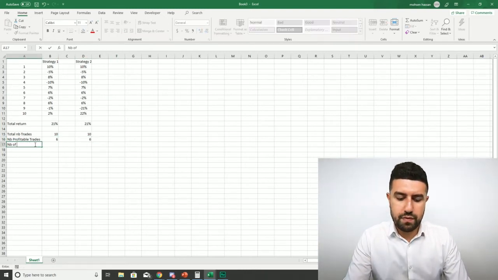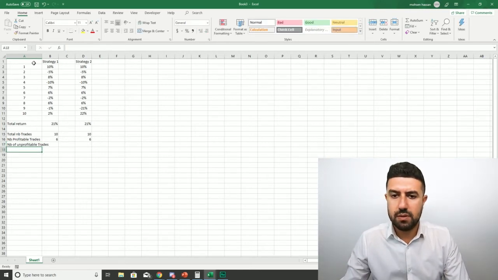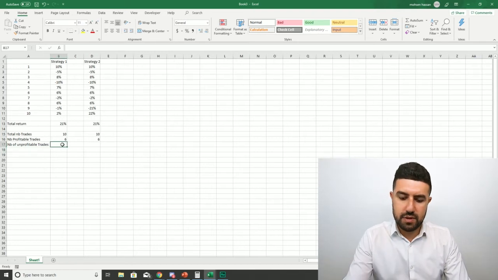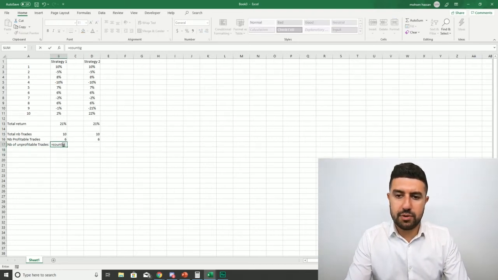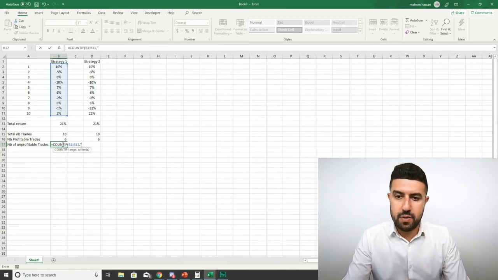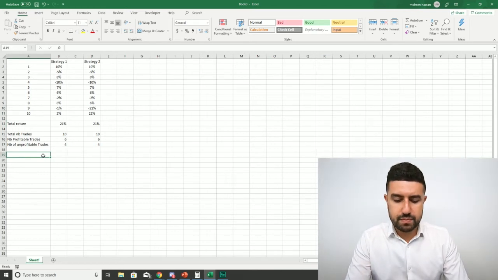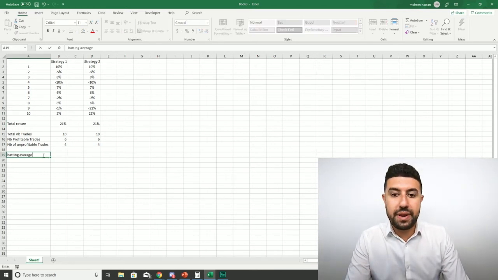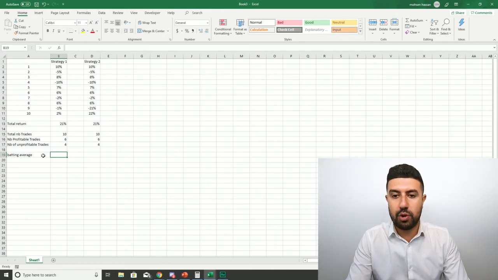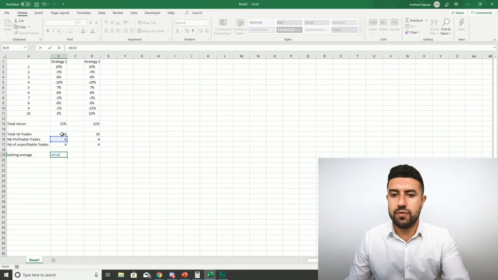Now, number of unprofitable trades, and that's just 4, right? We can also use COUNTIF, and then just the trades where profit is smaller than 0, so 4. Now I can already calculate the batting average, which is how many trades I get right out of the total amount of trades. It's just the number of profitable trades divided by the number of total trades.